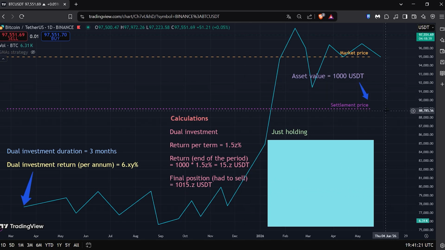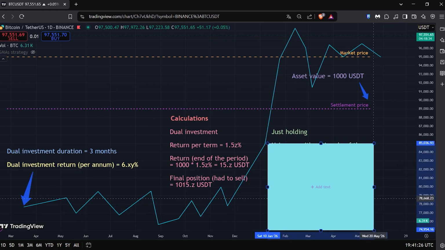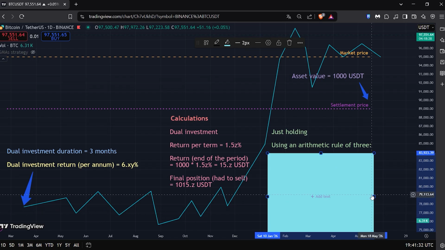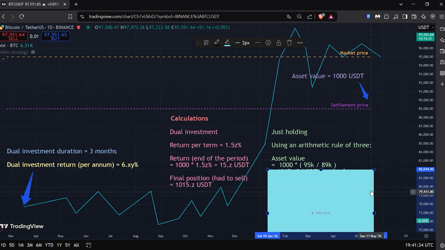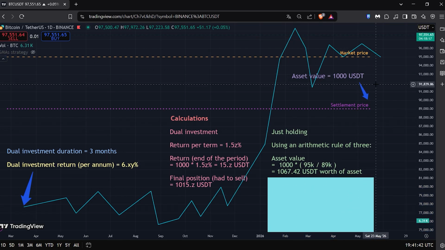Now let's make the calculations for if I just held the asset. This will be relatively easy as well. Let's pull this down so that we can see it. We will use something called an arithmetical rule of 3, which is very simple. In this case, so that we could find the asset value at the market price, we would just multiply the asset value, which was at the settlement price of 89K, by the market price, which in this case is 95K, divided by the settlement price, which is 89K.